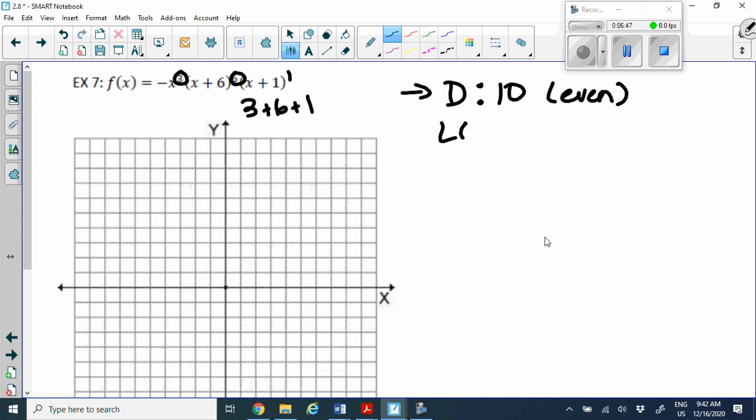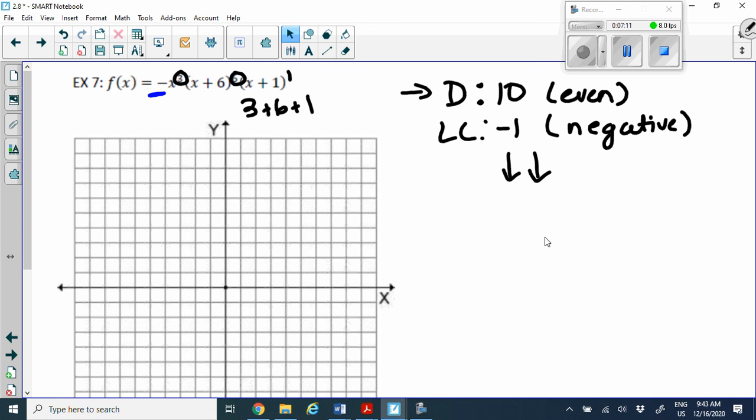And then our leading coefficient. Notice it's a negative in front of our x³, right? So that's going to be a -1, and so that is negative. So what happens with our arrows when we have, once again, an even degree and a negative leading coefficient? Well, even means they go the same direction, and with the negative, that means this graph is going to open down. Okay, now we want to figure out the x-intercepts.